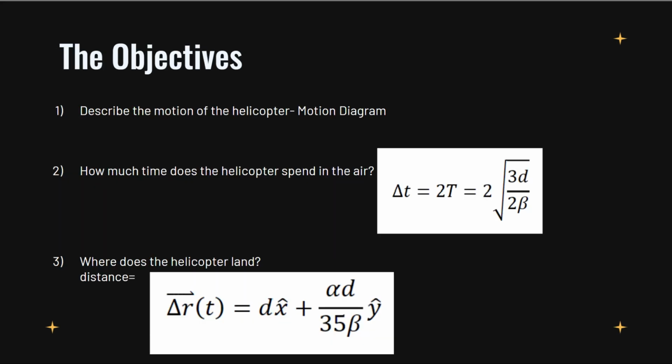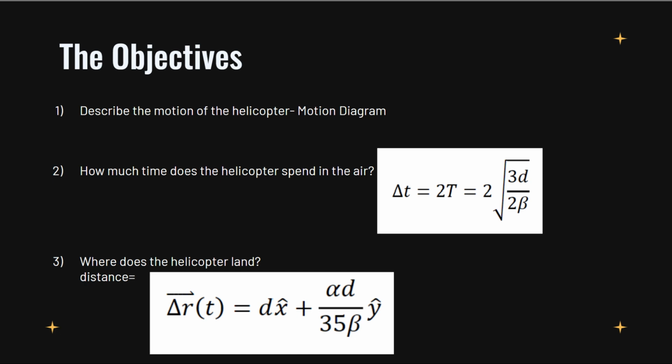The objectives for the project are: 1. Describe the motion of the helicopter. To achieve this objective, we made motion diagrams and graphs of the acceleration, velocity, and position functions of the helicopter, which were provided in the project video. These graphs and motion diagrams will be shown shortly.